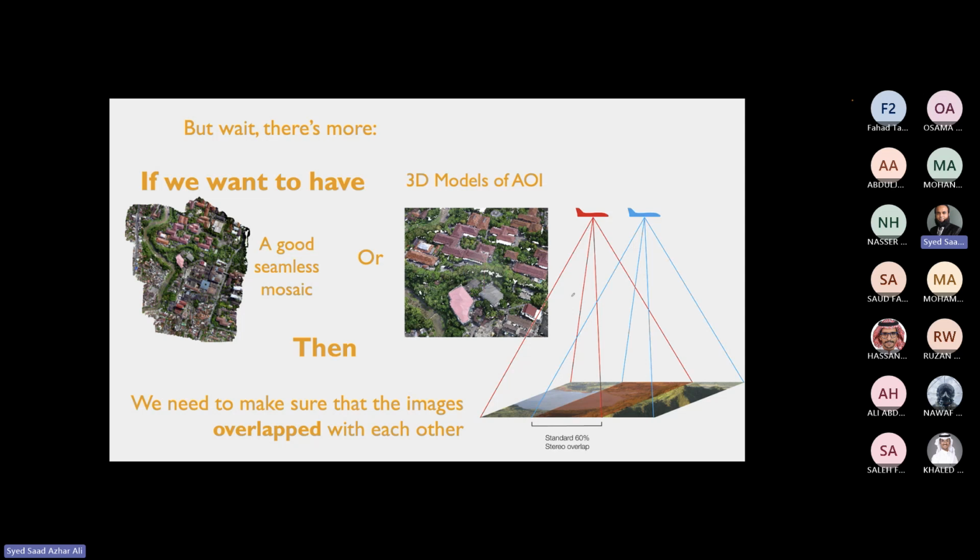So this is one image. When the plane, suppose the red one, is taking this image, and when it comes to this place, it takes another image, but there's an overlap. You can see that this part is overlap.